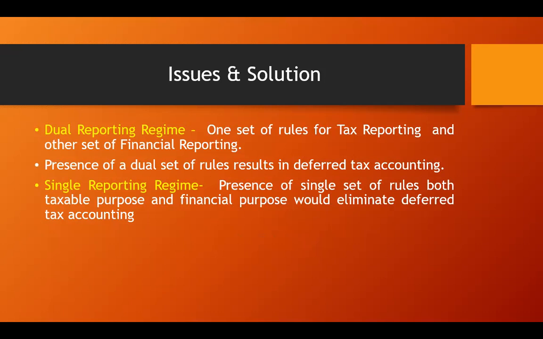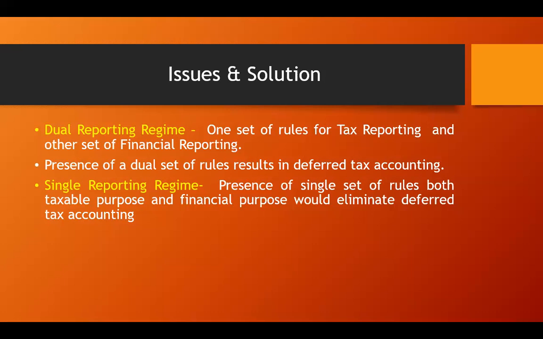For example, India is following this. There is no single rule for both income tax and financial accounting. This presence of dual sets of rules results in deferred tax accounting. With a single reporting regime, a single set of rules both for taxable purpose and financial purpose would eliminate the deferred tax accounting.